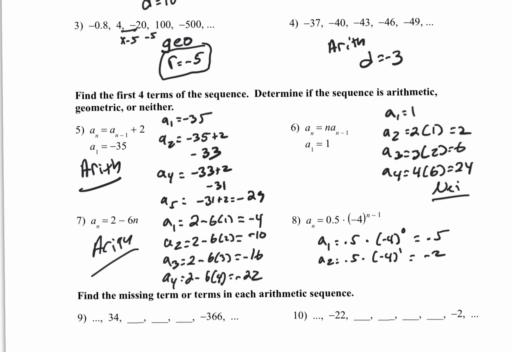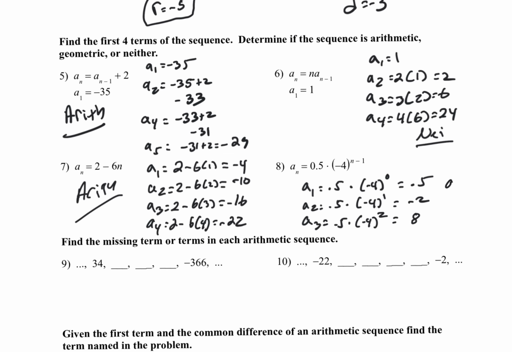Third, 0.5 times negative 4 squared. So that's 16 times 0.5, that would be 8. And then I'm running out of room, of course, so the fourth term is going to be 0.5 times negative 4 cubed. 0.5 times negative 4 cubed is negative 32. It appears as if we are doing geometric. Common ratio of negative 4.